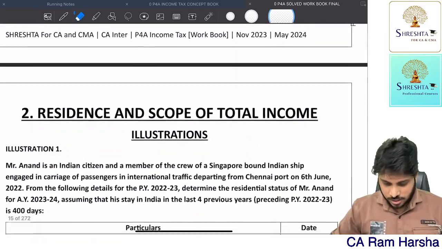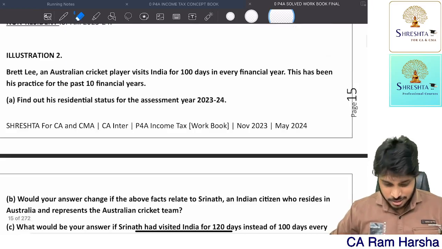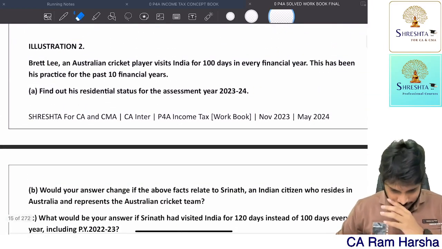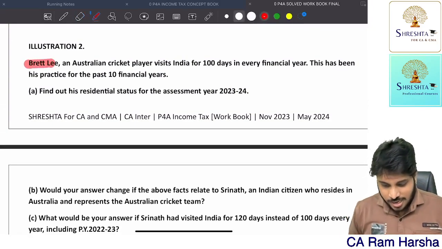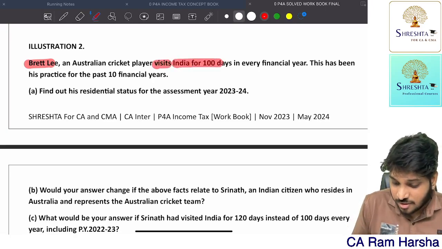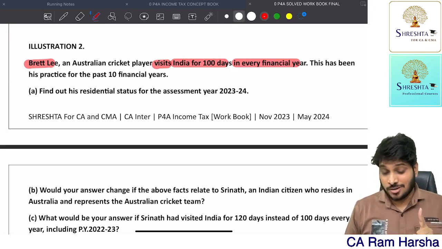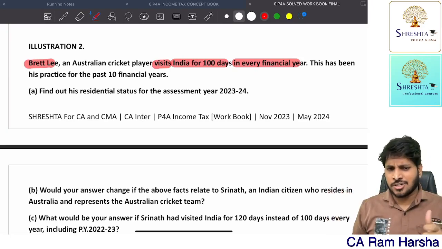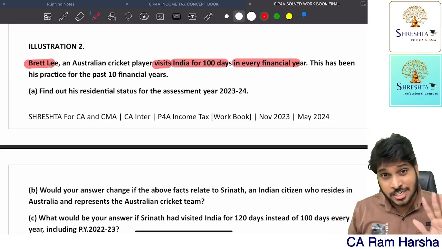Question number 1 is something that we didn't discuss. I think this we can discuss. You see here, there is a cricketer, Brett Lee, an Australian cricket player. He visits India for 100 days in every year. Remember, Brett Lee is not an Indian citizen. By looking at the words and phrases, you should figure out he is not an Indian citizen, and he is not a person of Indian origin.